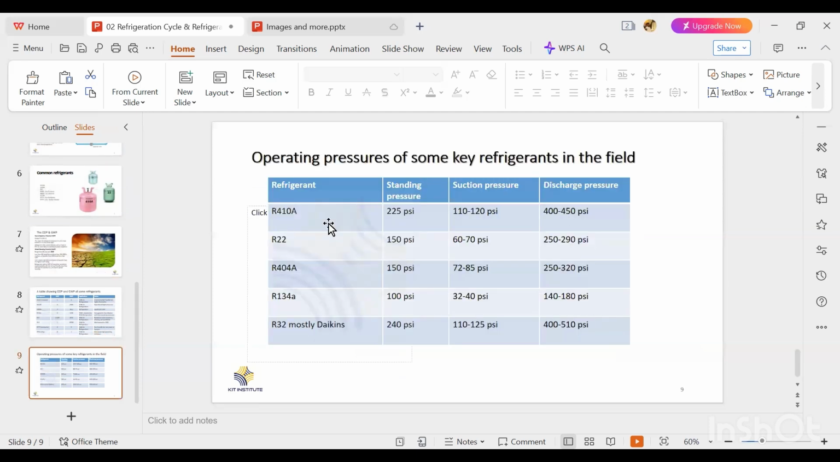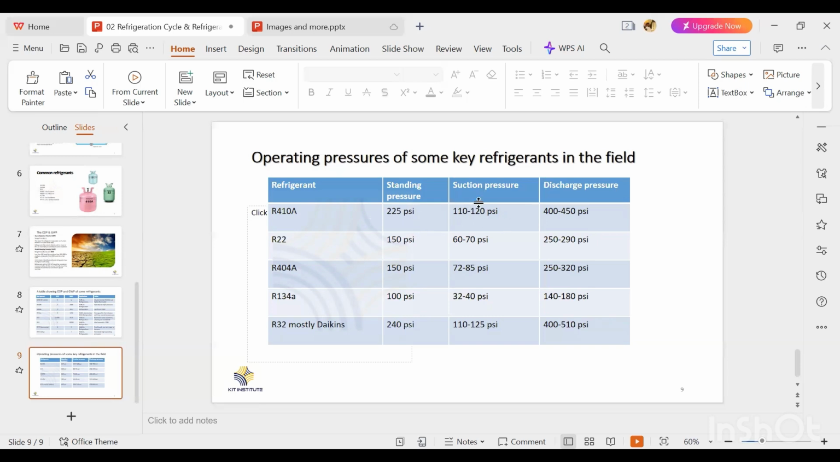These are some of the figures of different refrigerants. For instance, for R410A, if you measure that can or go to a system that is off, when you put your gauges on, you will see around 225 psi. This depends on the temperature around the system also. So it does not have to be exactly 225 psi, but it will be close to that. You may see maybe 220 psi or 230 psi.